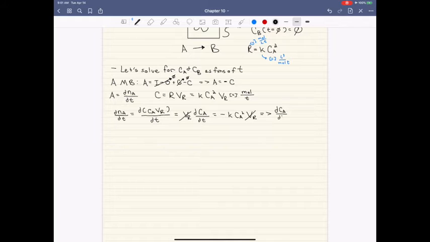dCA dt is equal to minus K Ca squared. Okay? And so now we're just left with a differential equation we need to solve. That's a bit different from the one we solved in part 1. Now what we have here is concentration squared. So what I want you to do now is to pause the video and think about how we're going to solve this differential equation in order to get Ca as a function of time.